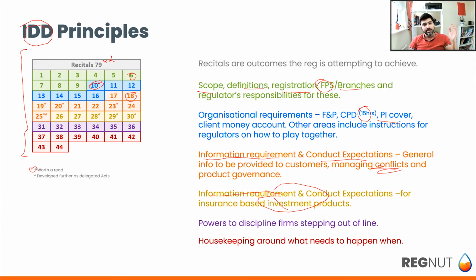Then the directive starts winding down, and the purple bits are where it talks about how to discipline firms that are not playing by the rules. And then the last bit is just housekeeping, which says how the old directive switches off and this new directive comes on. And one thing to note on the maroon sections is that this is where you also put in hooks for developing additional details in the delegated acts layer or the implementing standard.